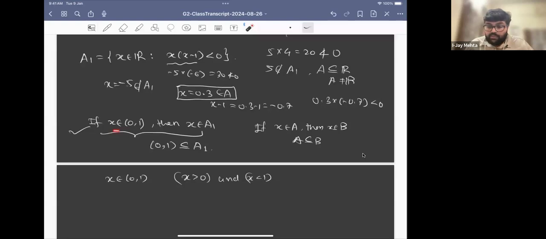Okay, we have taken x in (0, 1). This was our guess. Now we are trying to prove it. We have to show it is in A1. It is in (0, 1) means it is greater than 0 and less than 1. And now we have to show it is in A1. When will it be in A1? If this condition is satisfied. Now let us check this condition. Is the condition satisfied?